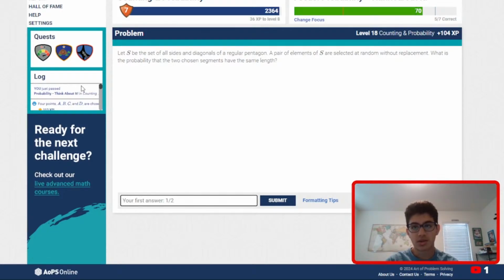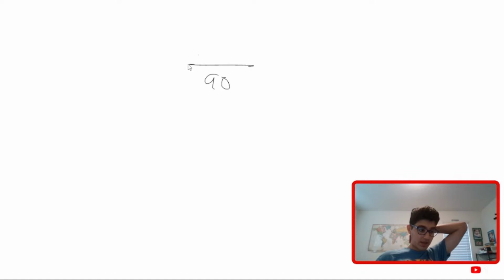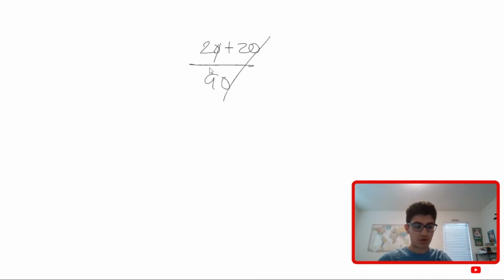Oh, without replacement. Hmm. So in total, there are 90 things without replacement. I think that changes it up a bit. In total, there are 90 possibilities. To get what you want, it's going to be 5 times 4. So that's 20 plus 20. So it's going to cancel out to give you 4 over 9.